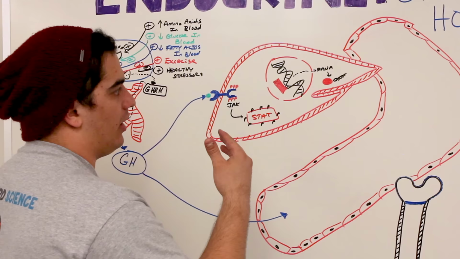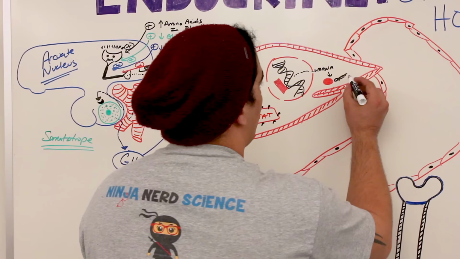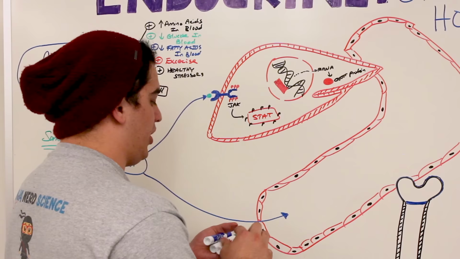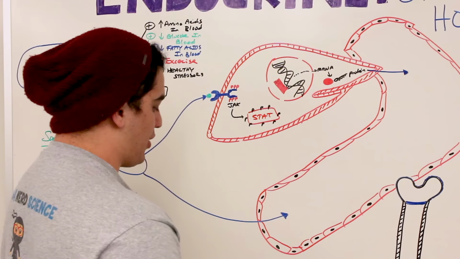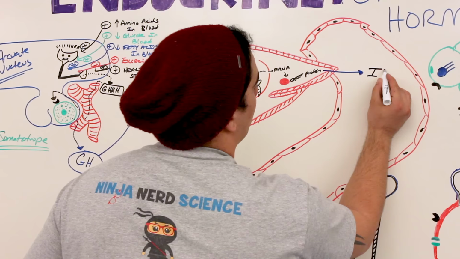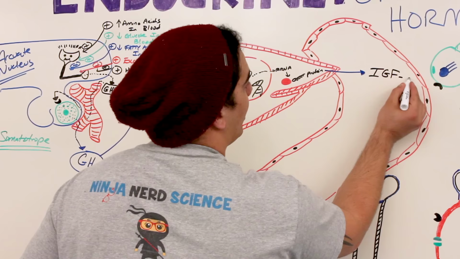So again, what is this right here? This is our protein. And it'll undergo some modifications in the rough ER and the Golgi. But eventually, it'll be pushed out into the circulation. What is this protein that we actually secreted? This protein is going to be called insulin-like growth factor. So we got insulin-like growth factor type 1. Okay? So it's making insulin-like growth factor type 1.